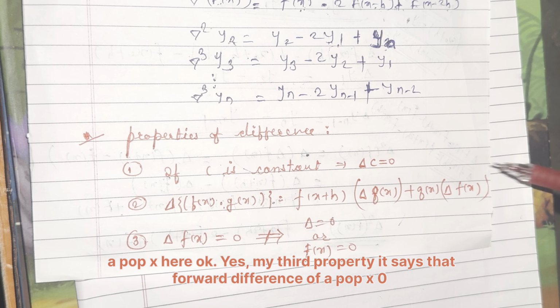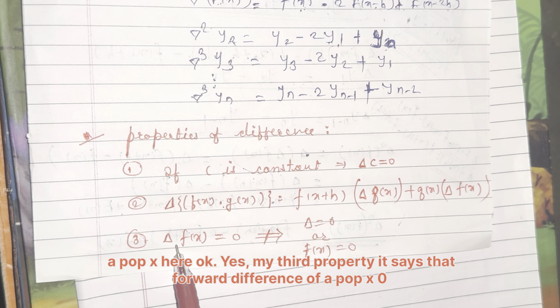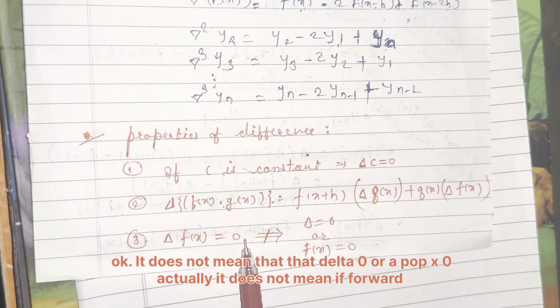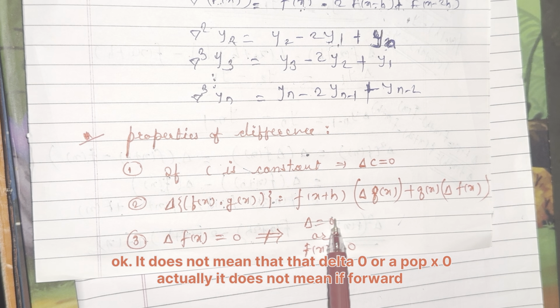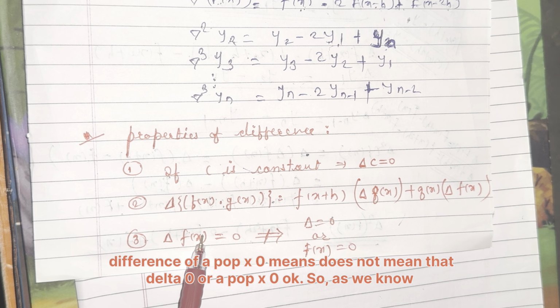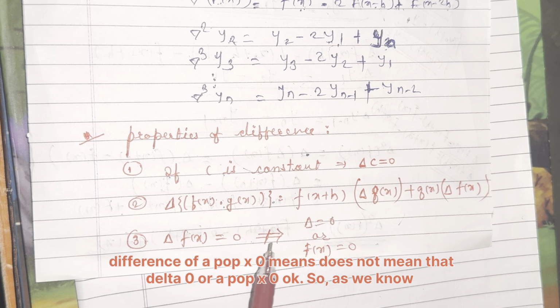My third property says that if the forward difference of f of x is 0, it does not mean that delta is 0 or f of x is 0.